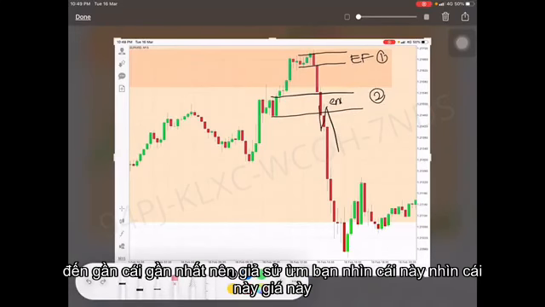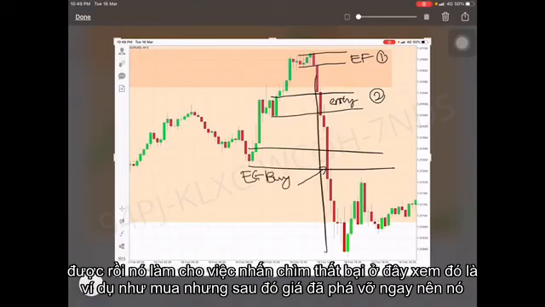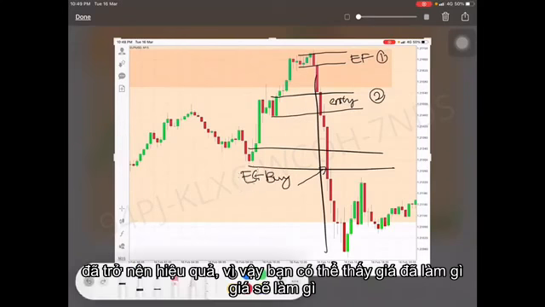So let's say you look at this one. This price made engulfing fail over here. See? That was EG buy. But then price broke down, right? So it has become EF.